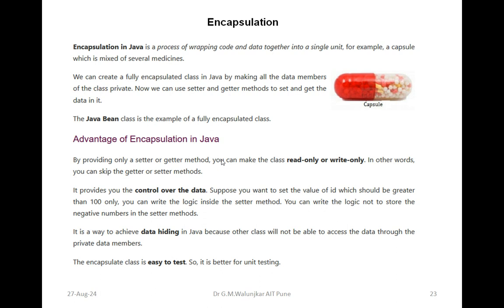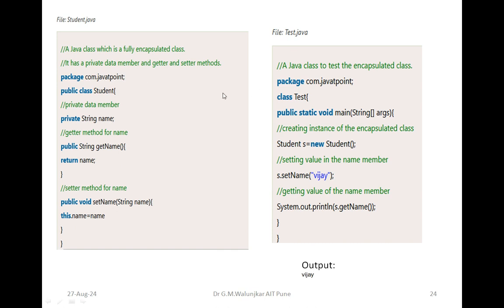An encapsulated class is easy to test, so it is better for unit testing. Let's see an example here, a Java class which is fully encapsulated. Fully encapsulated means you are supposed to use the access specifier private. So you have public class Student with private name. You have a getName method, and the setter method you are using here. Then you have another class, Test, where you write the main method. You create the object of this class Student as s. Through this s only, you can access the setName method and the getName method.